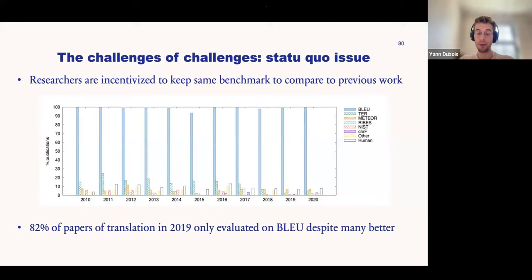In 2019, which is pretty recent actually, 82% of papers in translation were still using BLEU, the metric that I briefly talked about before. But at this point, there were already so many better metrics. So there's this issue that in academia we're incentivized to keep the same type of benchmarks, even if they're not great.